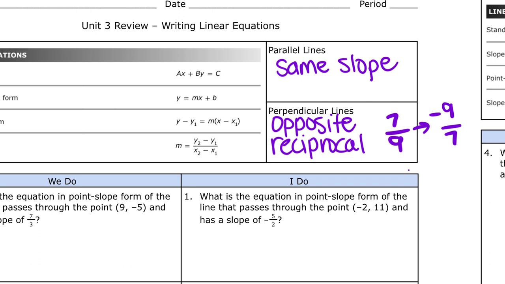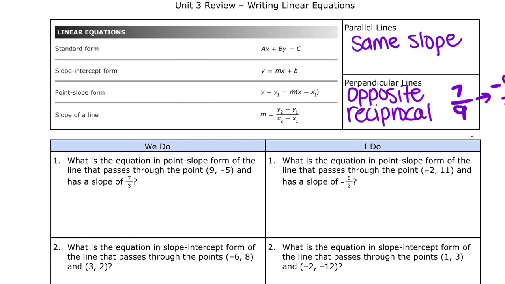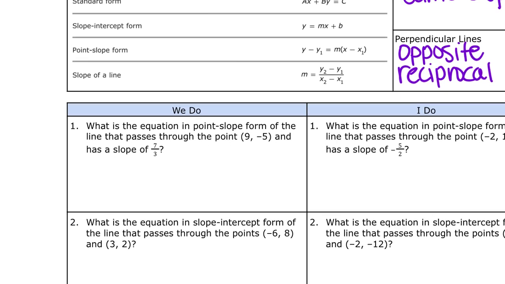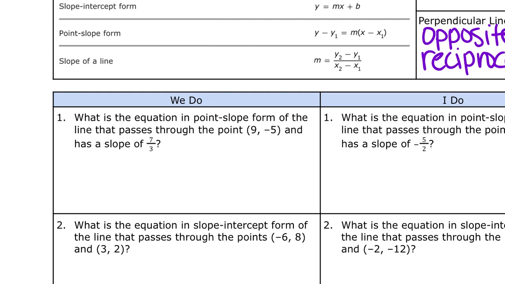Like our other reviews, there's two columns. We are going to do the left column, the side that says we do, in this video, and I'm going to leave the I do side for you to work on your own. So let's look at the we do. The very first one says, what is the equation in point slope form of the line that passes through the point 9, -5 and has a slope of 7/3?